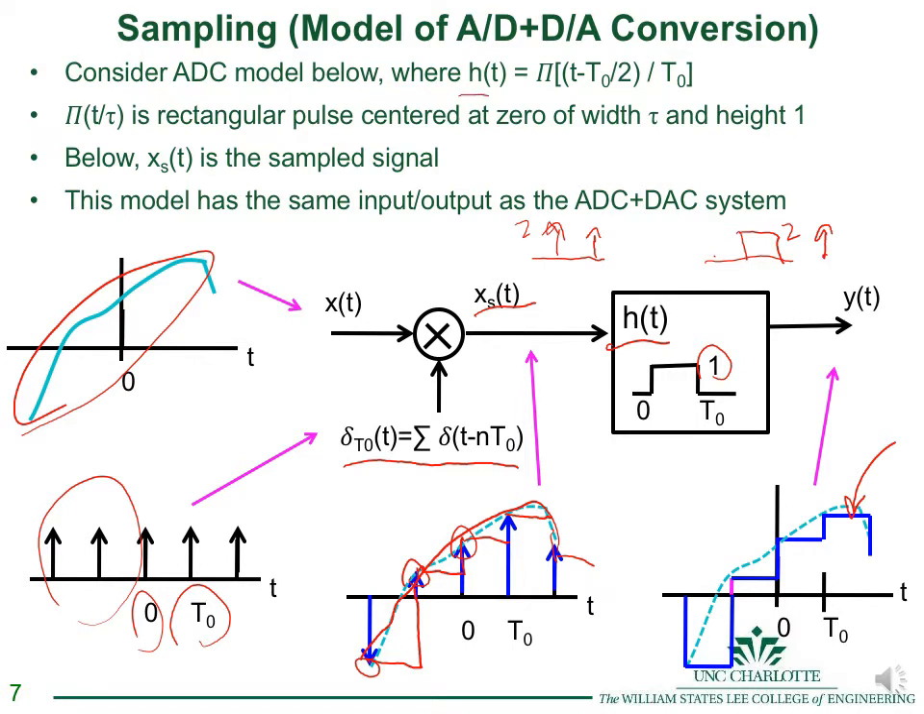By the way, the function h of t, the pulse, is just a rectangular pulse of width t0 and shifted by t0 over 2. Again, reminding that this pi or gate function is a rectangular pulse function centered at 0 with width tau. And so the definition of h of t comes from that.